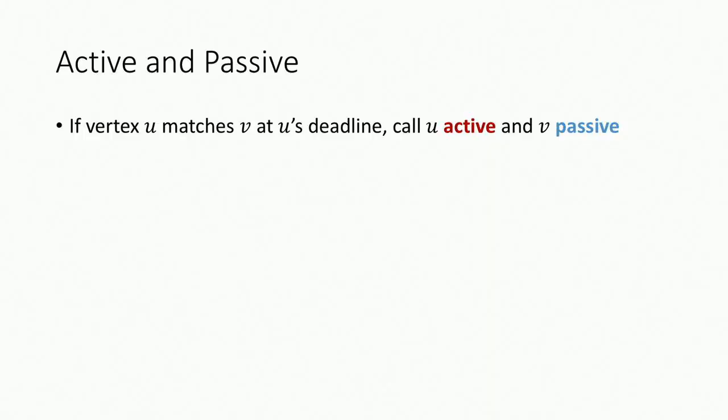Okay, so how do I extend this? It turns out this is not too difficult. I need to introduce a notion of active and passive vertices. So in the fully online model, since we assume a lazy algorithm, whenever some pair of vertices U and V match, it must be the deadline of one of the two endpoints, one of the two vertices. Let's say it's U's deadline.